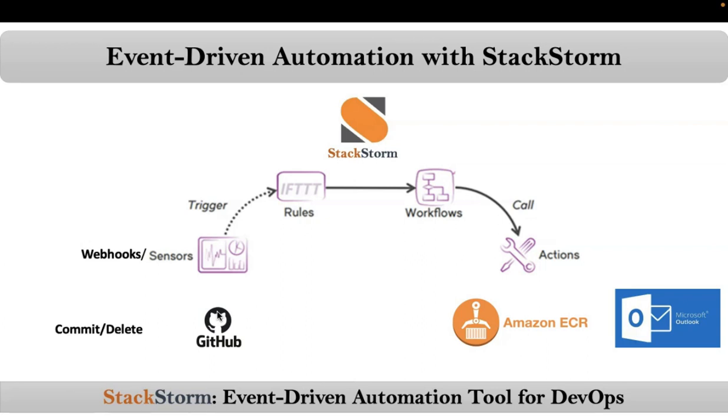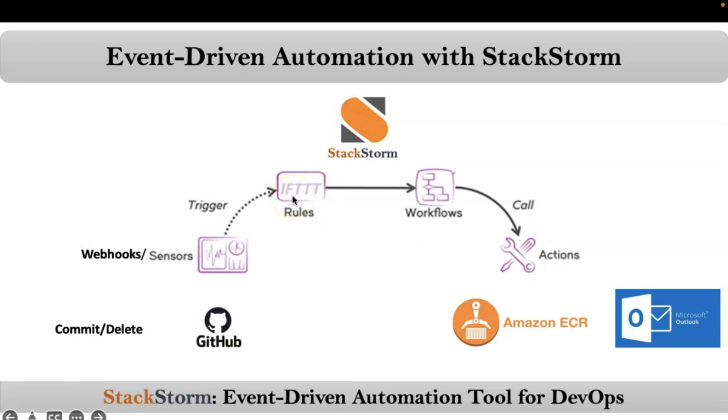Based on a commit or delete, GitHub will generate events, and we pass them to StackStorm using the webhook concept. In StackStorm, the received webhook will trigger the rule. This rule will decide whether it has to build and push the image or send a mail alert, based on our GitHub event. If there is a commit event from GitHub, then StackStorm has to build. If there is a delete event, then StackStorm has to send a mail alert. That decision is taken by the rules in StackStorm.